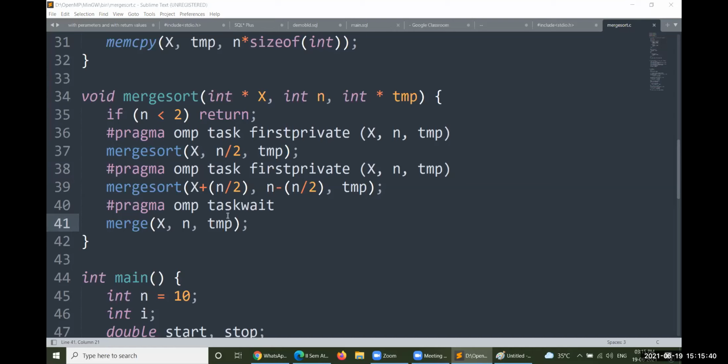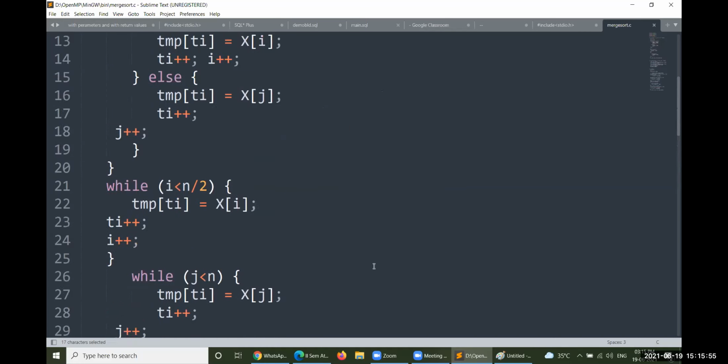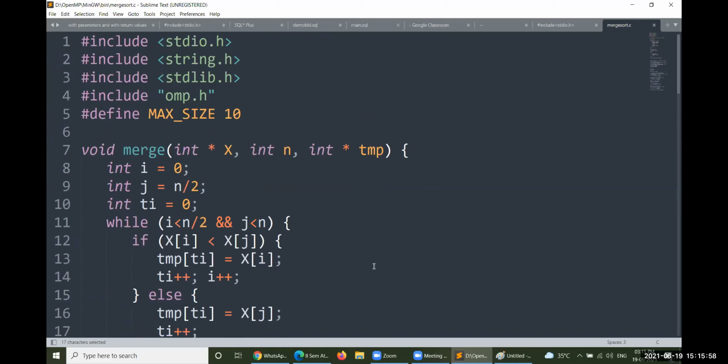After completion of this, we wait for some time for the sort operation by these two tasks to complete, and then perform the merge operation. This is actually the merge operation here.